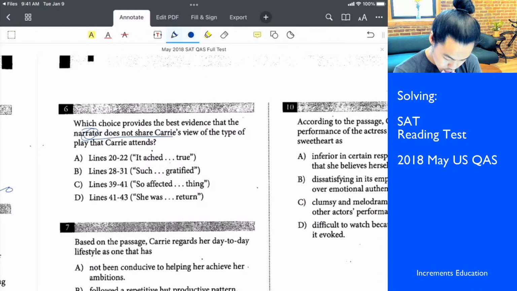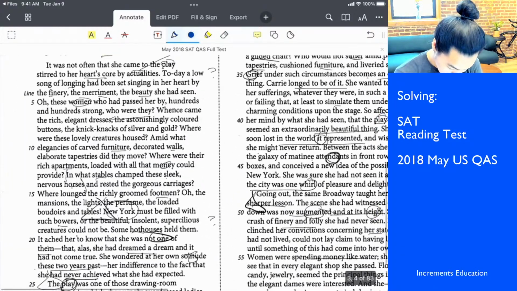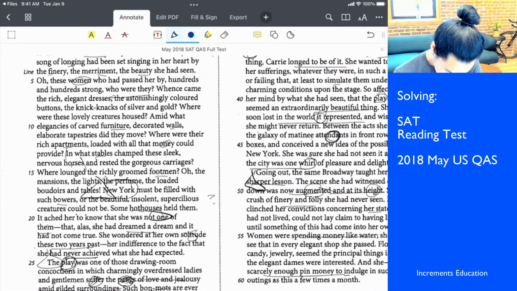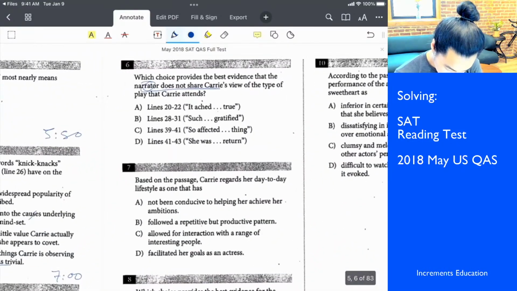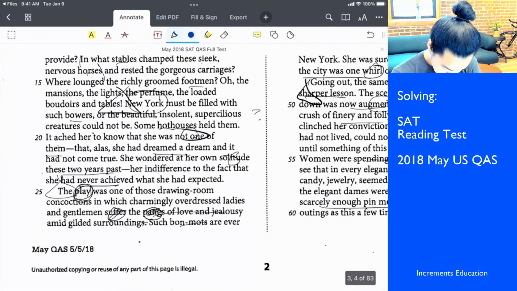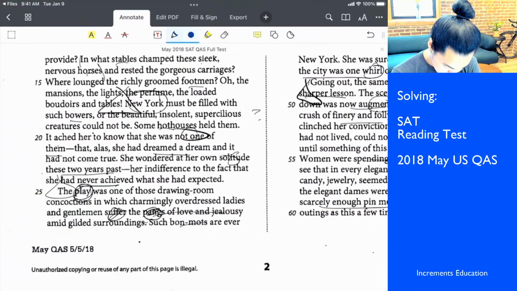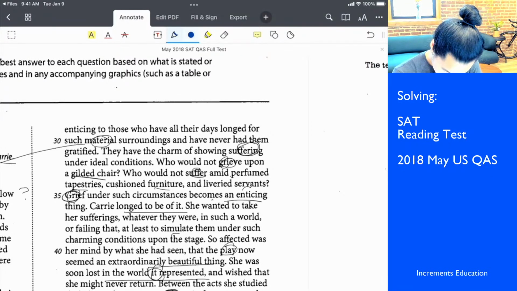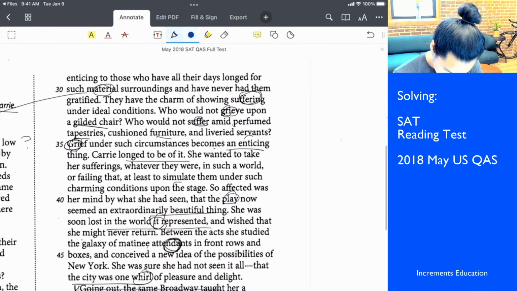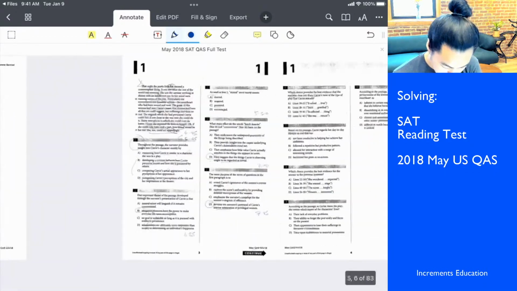The narrator does not share Carrie's view of the type of play that Carrie attends. Wow, that's a real literature question. Okay, I'm looking at 20 to 43. Oh, the play was one of those concoctions. Okay, well, from 20 to 36, we get the narrator's opinion. Let's see.